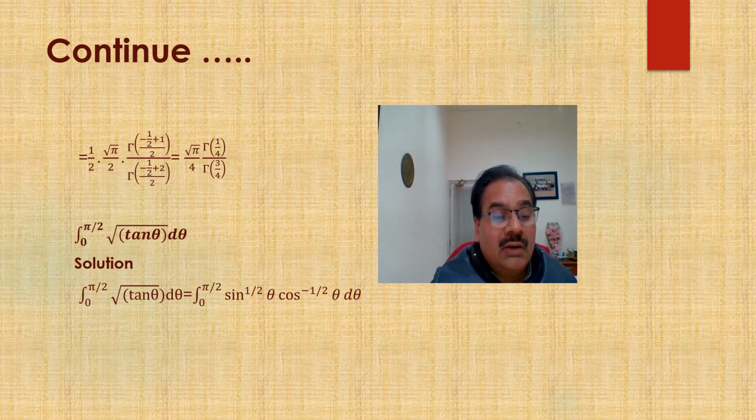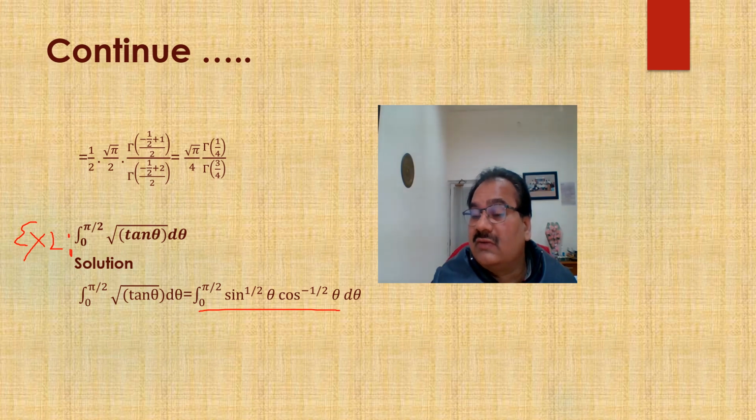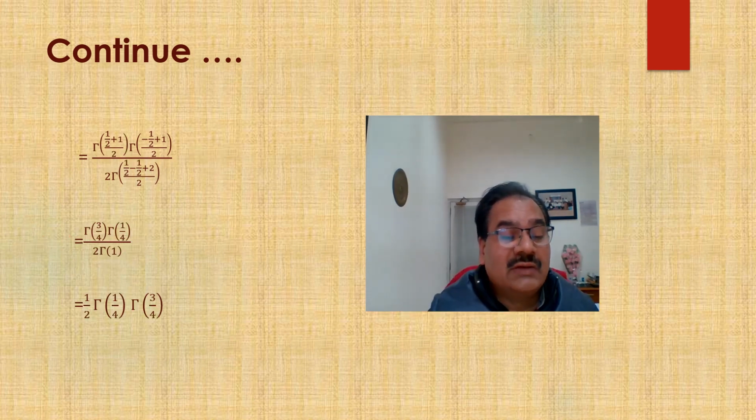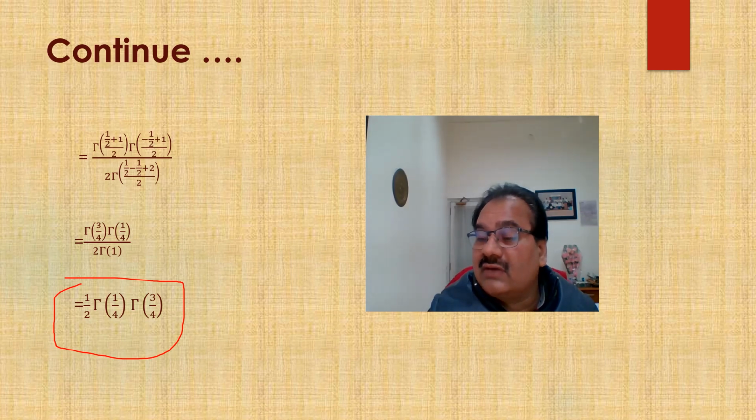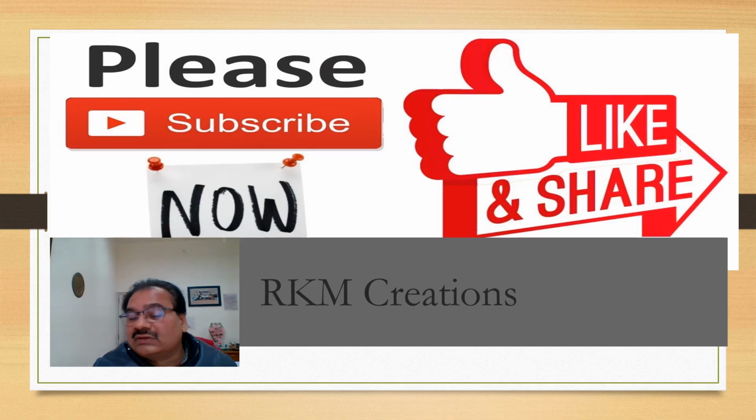Similarly, you can go to another example, example 2, that is integral 0 to pi by 2 of square root of tan theta d theta, and then you may write the expression as this. It means this application is also possible here. So by applying this, very easily you can write this as a result. Okay, so this is the application of the relation between gamma and beta function. Thank you very much.